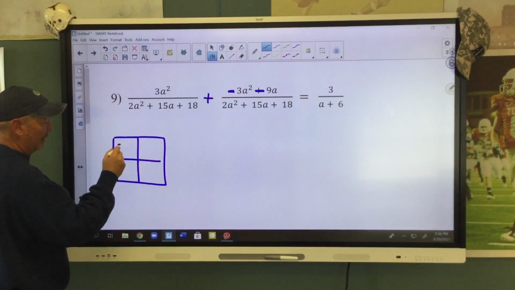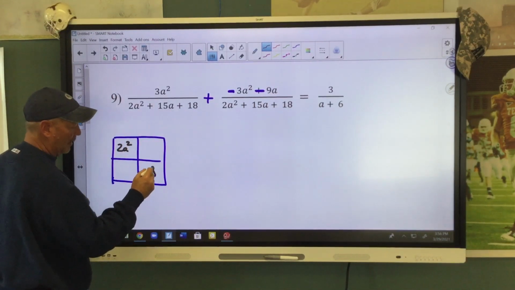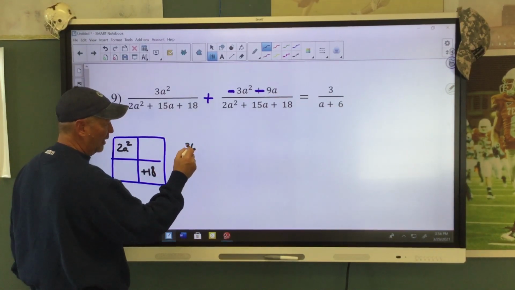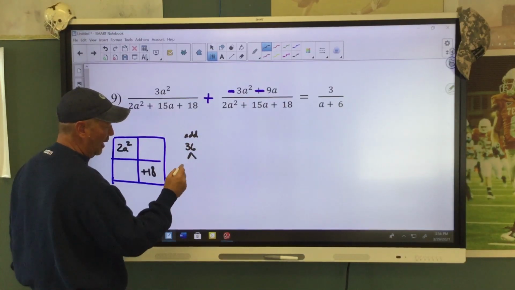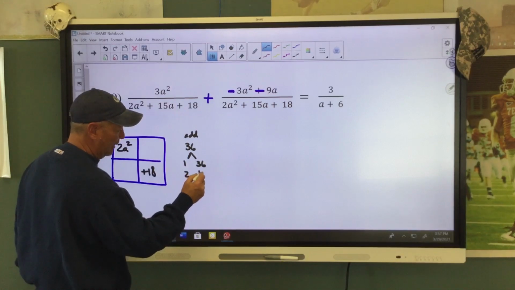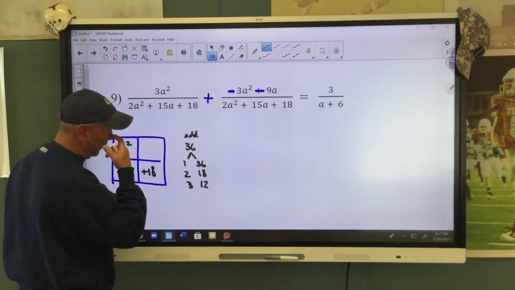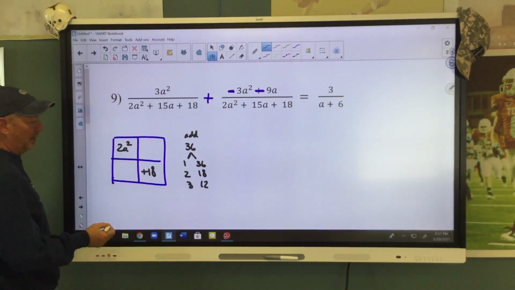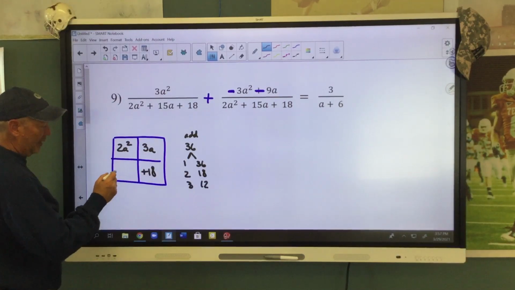I'm going to put 2a squared plus 18 is going to give me a positive 36. It's positive, so we're going to add to find our combination. I have 1 and 36, 2 and 18, 3 and 12. I'm going to stop there because that's the combination I want. 3 and 12 will give me 15. So I'm going to put a 3A and I'm going to put a 12A.